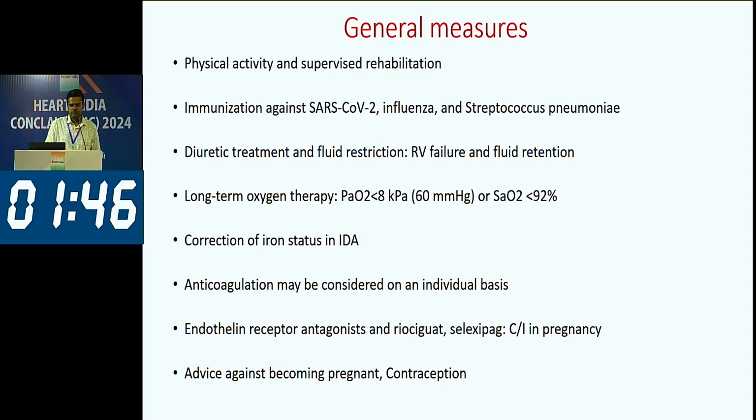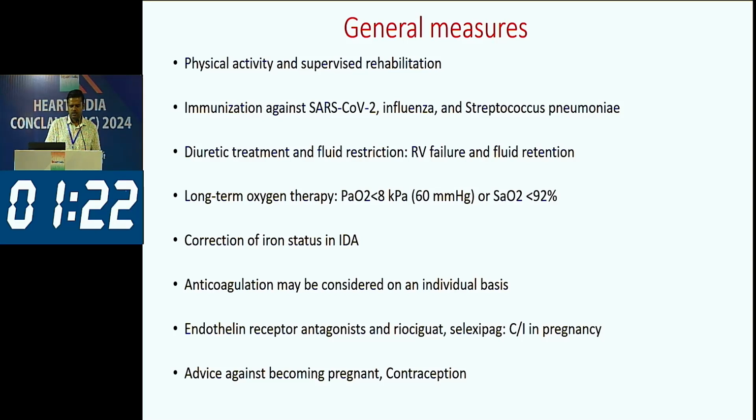General measures which should be followed in all patients: physical activity and supervised rehabilitation. Immunization should be given. In the patient with RV failure and fluid retention, diuretic treatment. Patient with desaturation less than 92%, oxygen therapy. Correction of iron status. Anticoagulation may be considered. There have been no guidelines given because the benefit is still doubtful.